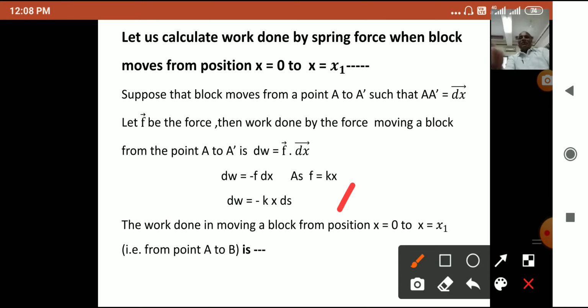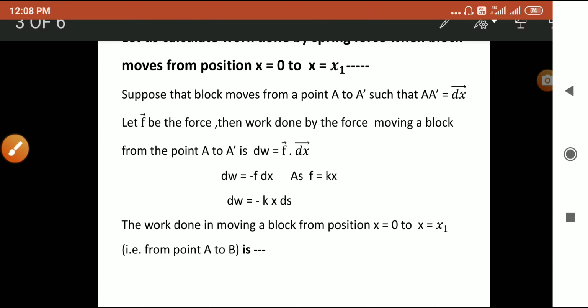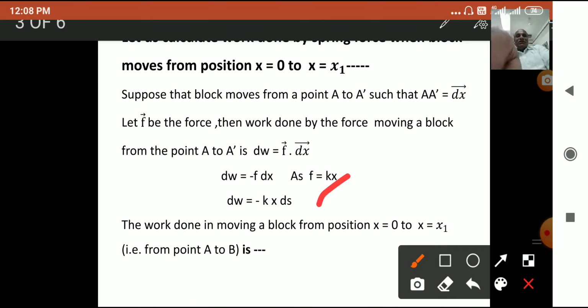Now as force is equal to K into x, the work done in moving the block from position x equal to x0 to x equal to x1, that is from point A to B, can be calculated by integrating this equation. Which equation? We integrate dW, which is equal to minus Kx dx.